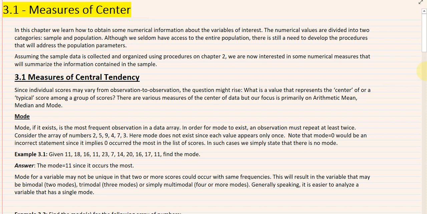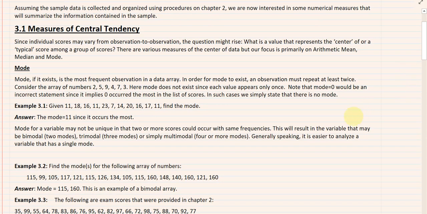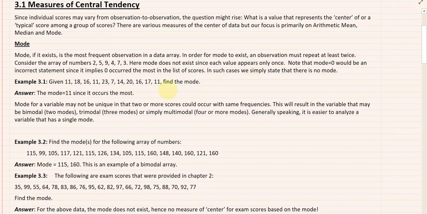Okay, so I'm going to go to StatCrunch, and we're going to rerun this data that we just saw for the exam scores. Which data am I talking about? This data right down here, 35, 99, and so on. This data, we're going to analyze it using StatCrunch.